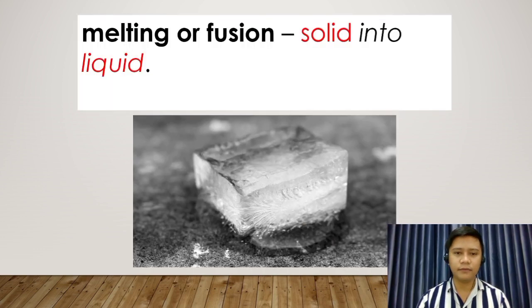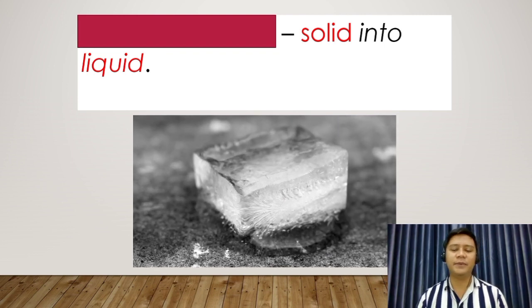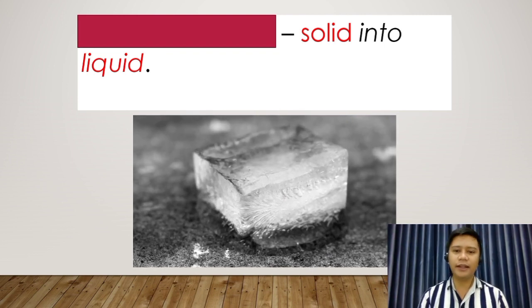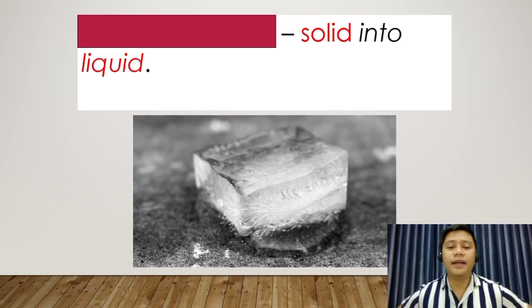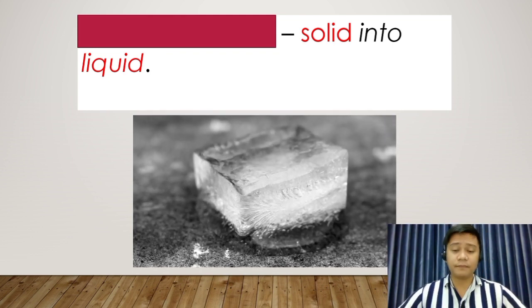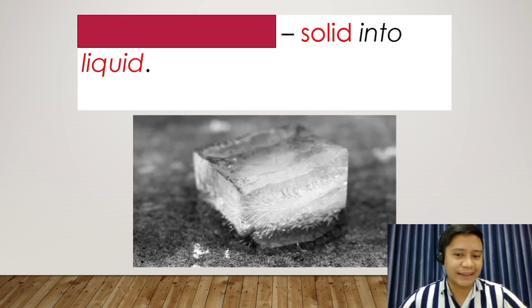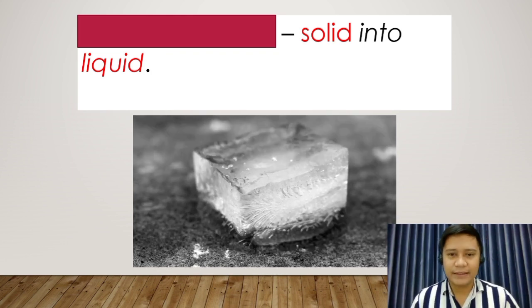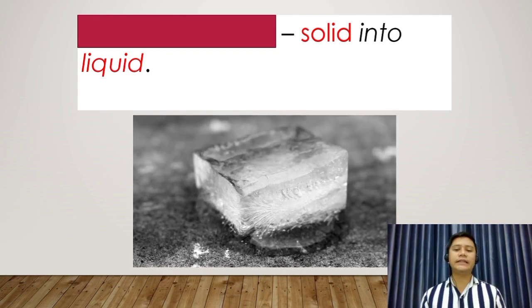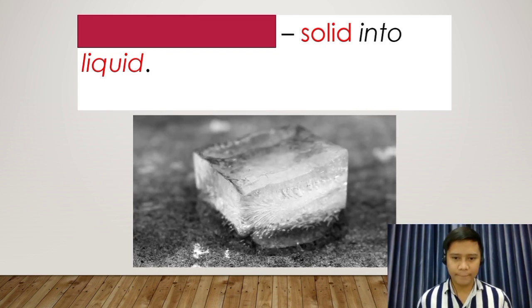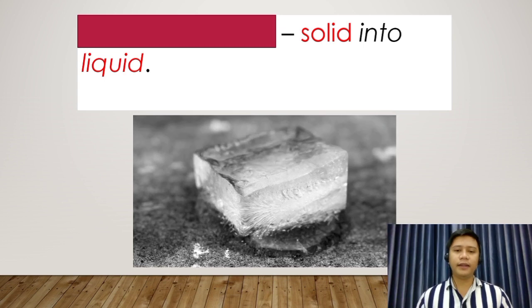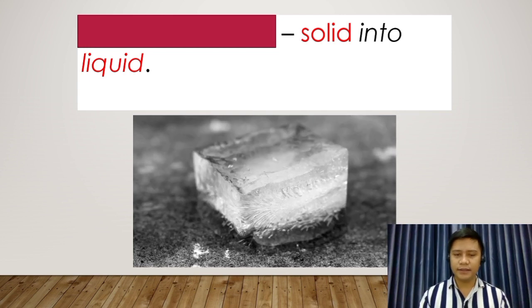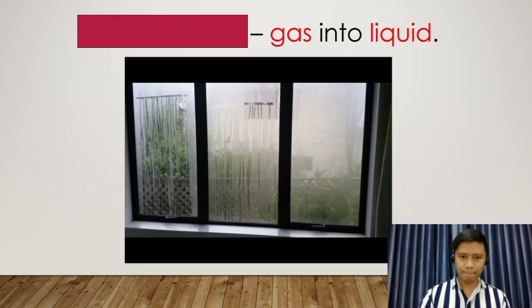Okay, and then the last one, number seven. Solid into liquid. The solid is the ice and the liquid is the water. As you can see, there's an example. The ice will melt. I already said the answer. So what kind of physical change is it? Count now. Five, four, three, two, one. Okay, time's up.